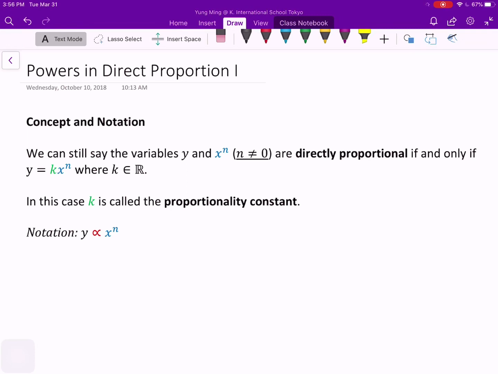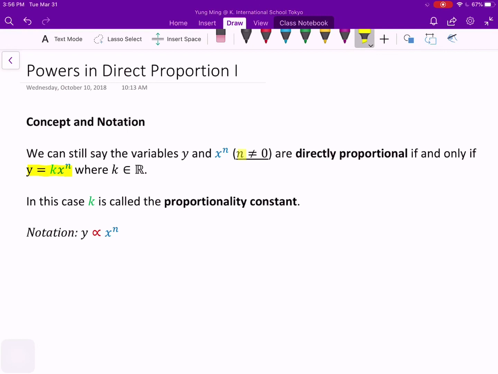of n. Okay, so you're not only required to have x to the power 1, for example. You can have x to the power 2, x to the power 3, x to the power 4, and 5, and so on. And you can even have x to the power 1 over 2, which is square root x. Okay, so we are really talking about all the different powers of x in this case. So in that case, we are actually comparing y and x to the power n instead of just x.